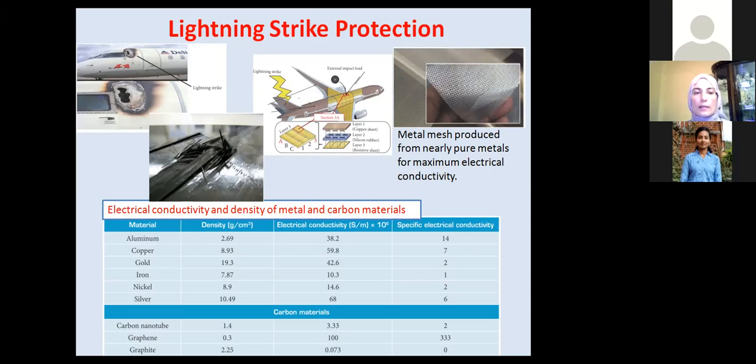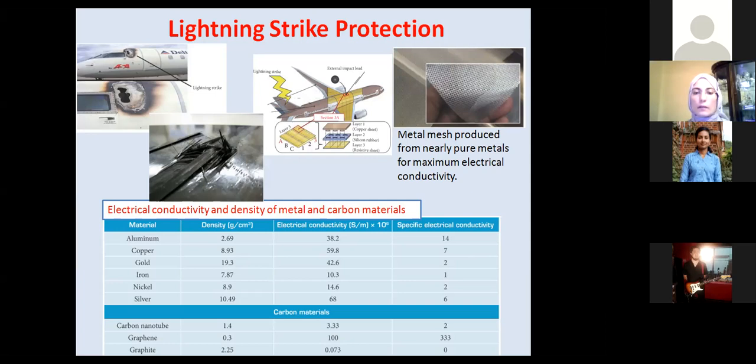However, some scientists found that aluminum has some drawbacks, because when the aluminum is connected with the carbon fiber materials, galvanic corrosion occurs. Copper is an alternative material compared with aluminum, but the use of copper makes the aircraft heavier. That means higher fuel consumption. And in this table, silver can be used as a conductive material for lightning strike protection. However, this material is very expensive.